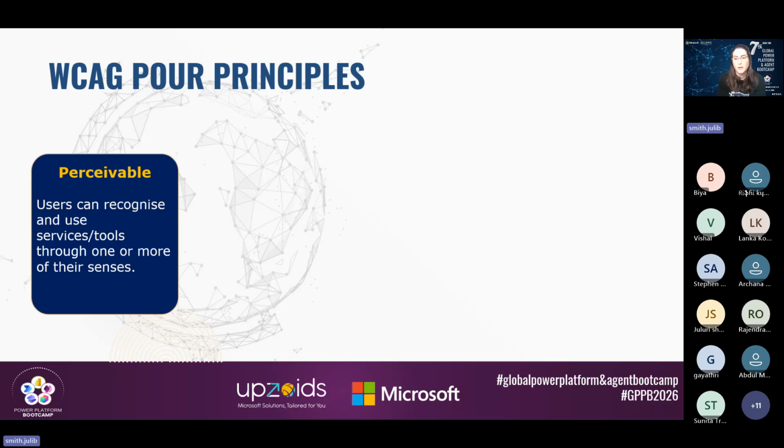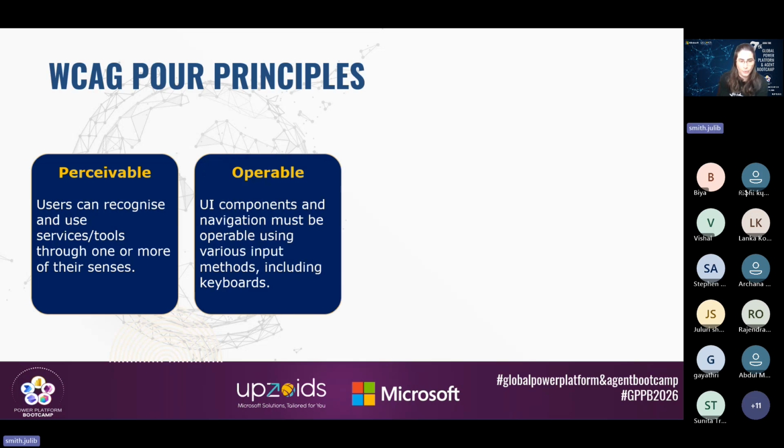So if you, for example, cannot hear, making your video perceivable will mean adding captions. So those users who cannot hear can still read what is happening and understand the content of the video. We have O for operable, and this means that the user interface components and navigation must be operable using various input methods, including keyboard.